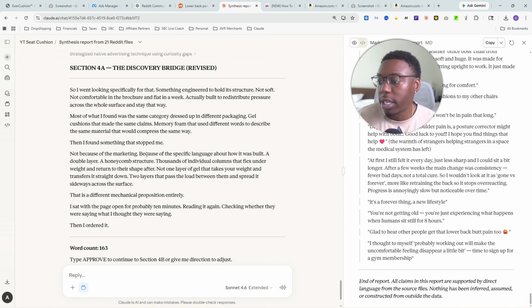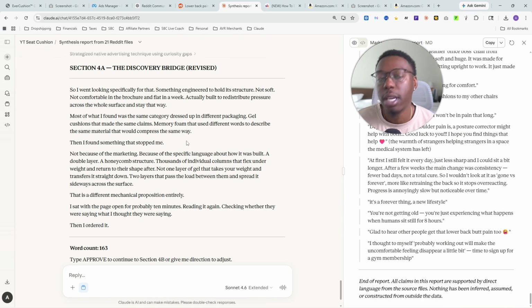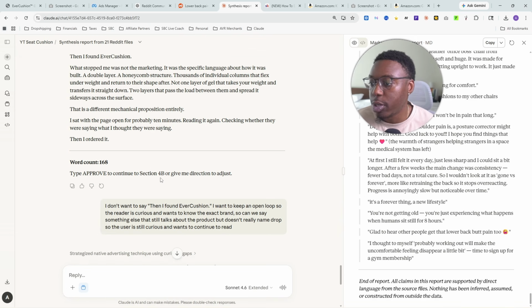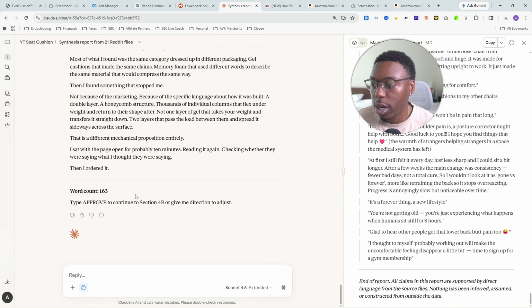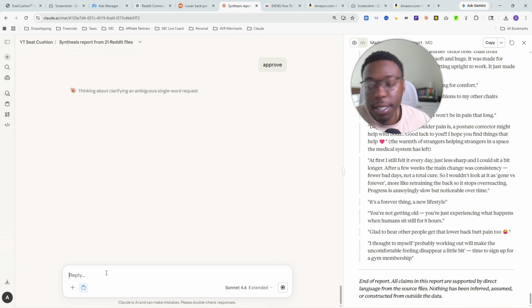So basically, instead of name dropping, it just goes straight into it. I found something that stopped me, right? And it keeps that open loop. So you can choose to go between the original one or the new one. You can play with it a little bit more if you want to. But for now, I think that's good. So we'll approve and continue to go. So now we're getting into 4B, I believe.